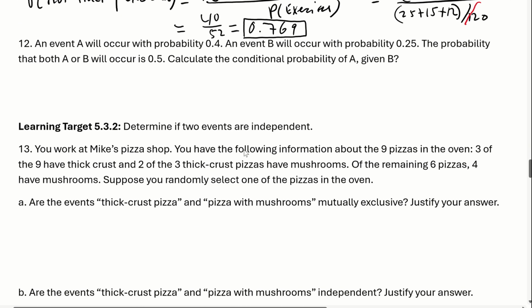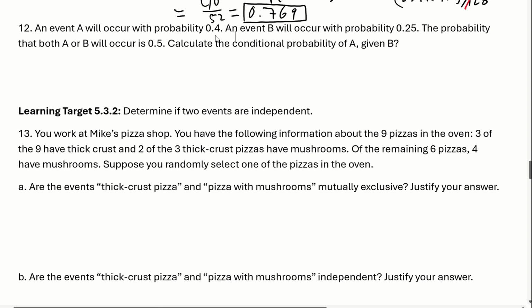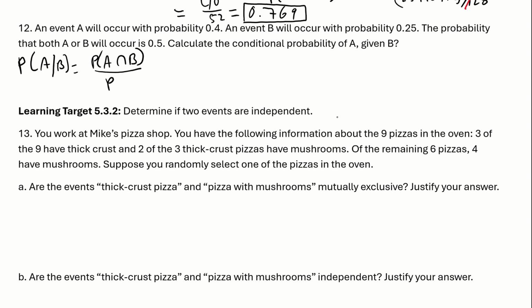Number 12, an event A will occur with a probability of 0.4. An event B will occur with a probability of 0.25. The probability that both A or B will occur is 0.5. Calculate the conditional probability of A given B. All right, so remember the probability of A given B is the probability of A and B divided by the probability of B. Again, using the formula. The only problem is we don't have A and B.